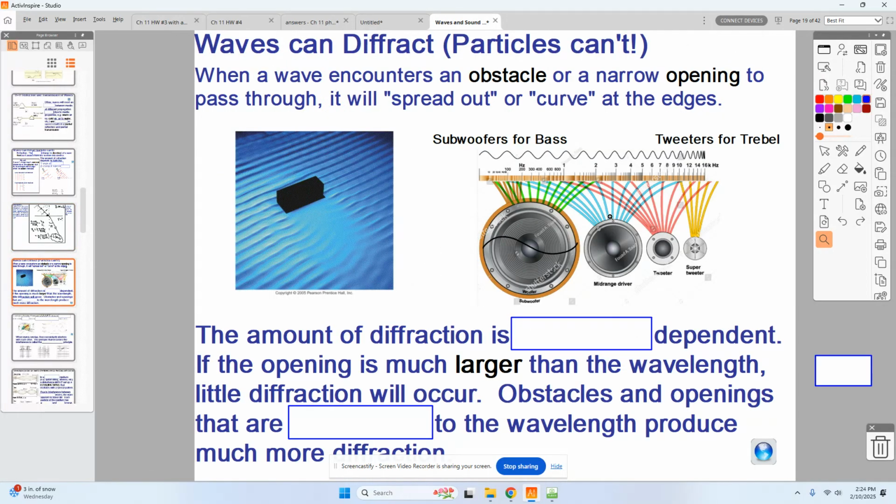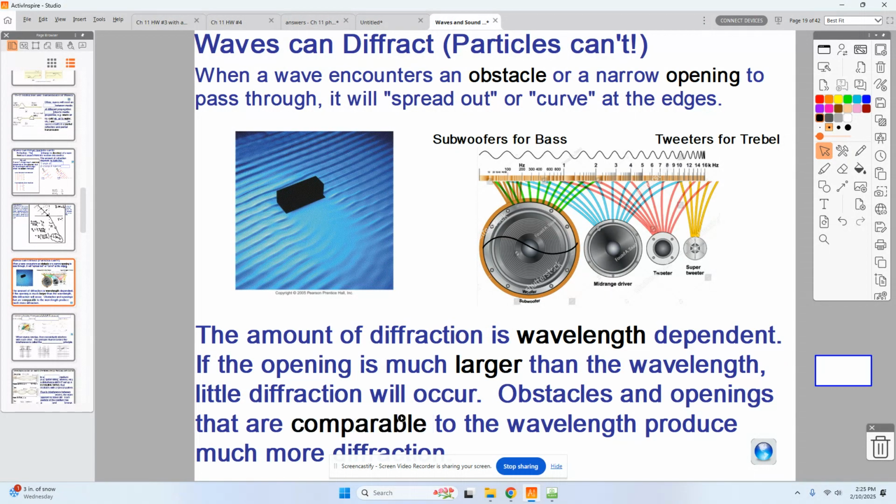All right. The amount of diffraction is wavelength dependent. It depends on the size of the wave in relation to the size of the obstacle or the size of the speaker. The closer the match, the better the diffraction. So obstacles and openings that are comparable to the wavelength of, in this case, sound, will diffract more. Okay, so it spreads more.